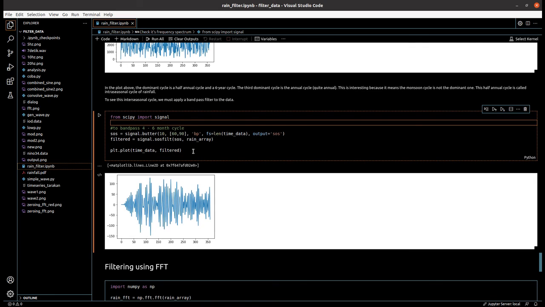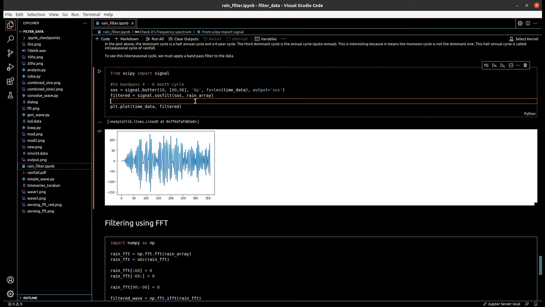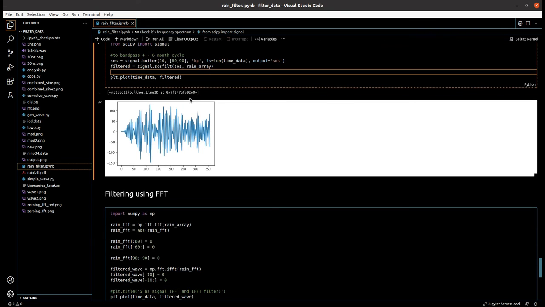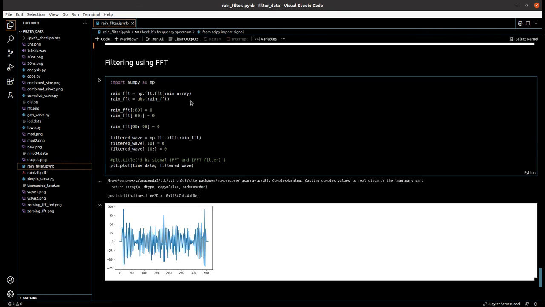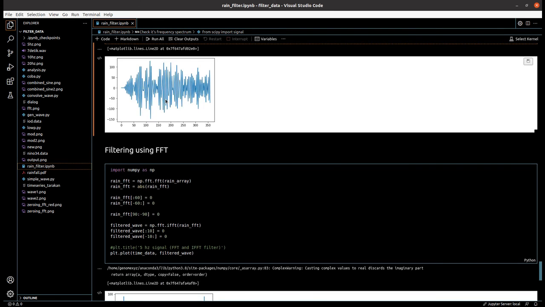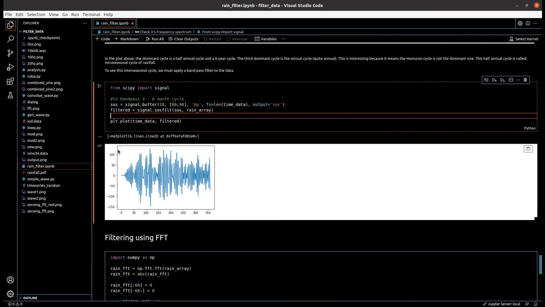And how do you use this pattern or this plot? The answer is you must correlate it with some phenomenon that has a 4 to 6 month cycle. And if you do the filtering using FFT, the result is different, but I think this is the right one.